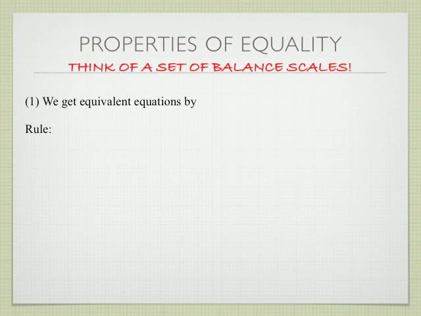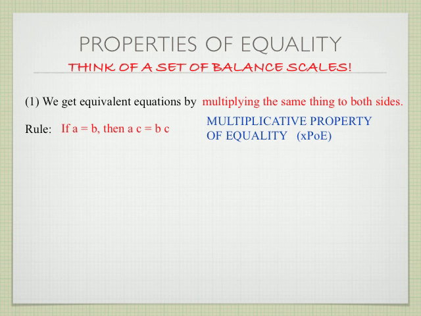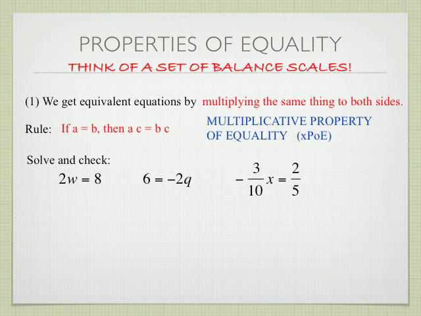So we get equivalent equations by multiplying the same thing to both sides. If A is equal to B, then A times C is equal to B times C. This is called the multiplicative property of equality. So let's solve and check these simple equations that can be solved in one step.